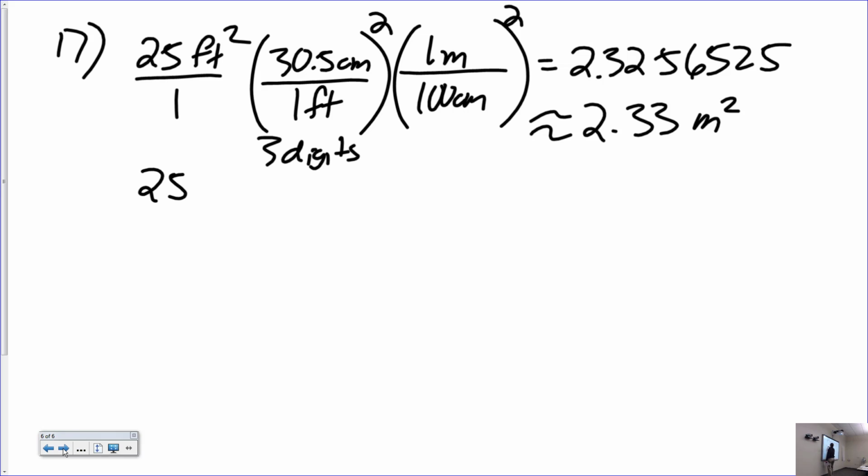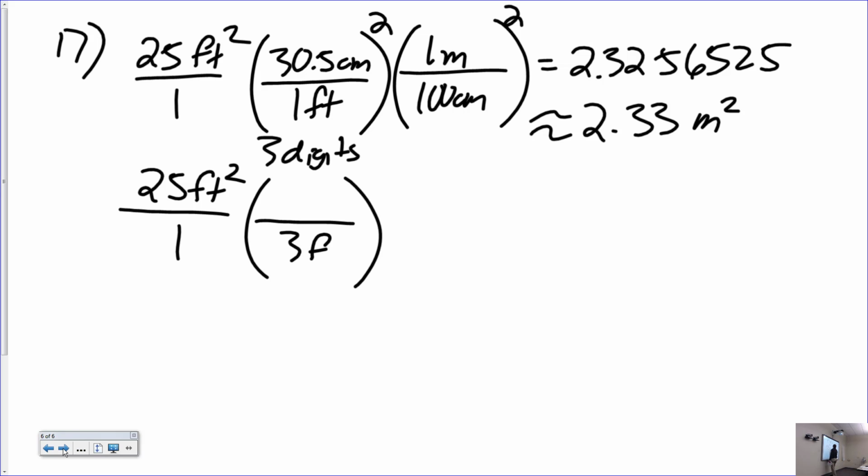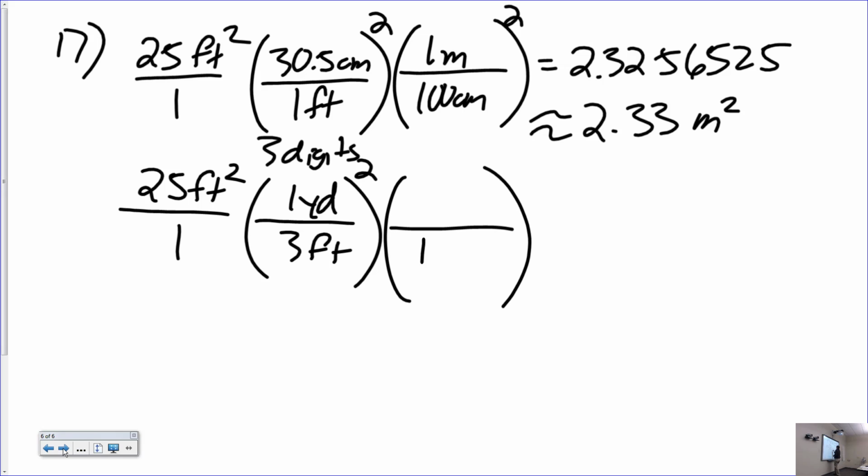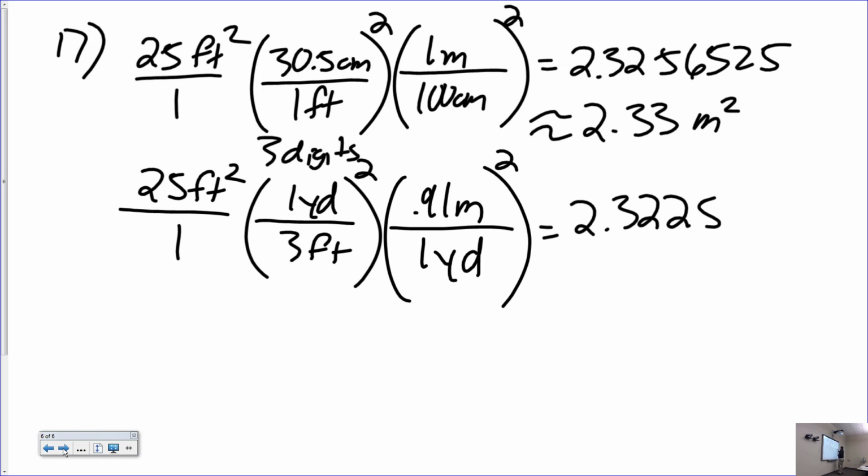I definitely had a lot of people who went the route of yards. They said, hey, I know that there's 3 feet in a yard. In fact, a lot of people just wrote, I know in 1 square yard there are 9 square feet. Perfectly okay. And in 1 yard there are 0.91 meters. Again, you still have to square all of that. When you punch that out, you get 2.322576. And now because you used the 0.91, you only get 2 digits: 2.3 square meters.